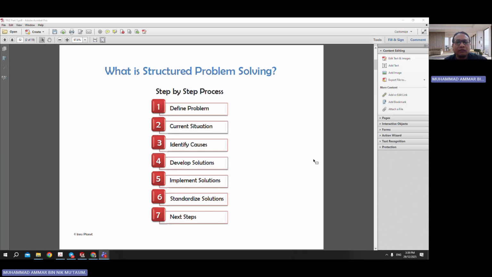There are 7 steps in structured problem solving. The first is to define the problem statement. Knowing the problem statement makes the process much easier to solve. The next is to understand the current situation, meaning solving the current problem and going back to the general problem can help us define what the solution to the general problem is and solve the current situation.